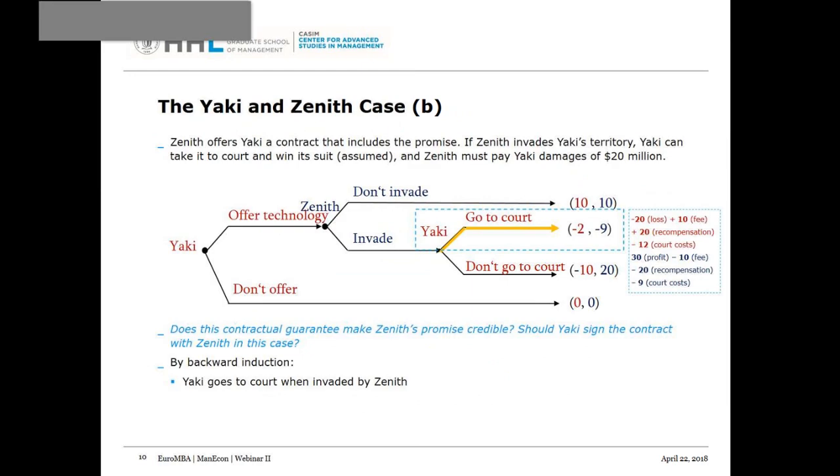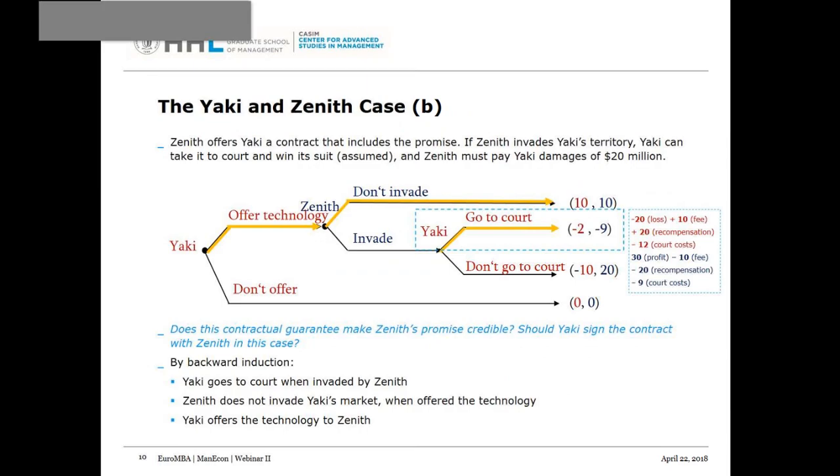So let's do backward inductive analysis. What do we get? That if Yaki's market is invaded, then it will go to court because it gets -2 in comparison to -10. Knowing this, and assuming that Yaki is rational and will go for the case, then Zenit does not invade the market. And knowing this, so this entire chain of reasoning, Yaki would offer the technology. Because of this way of changing the game, they reach an outcome, 10 and 10 million for each player, that was not possible otherwise.